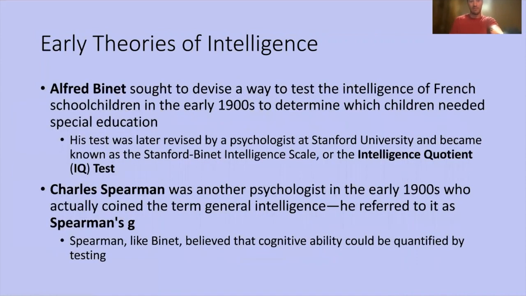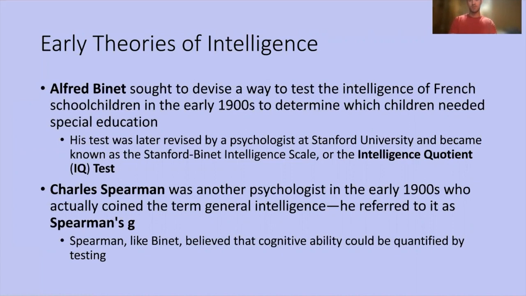So moving forward from that, Alfred Binet sought to devise a way to test the intelligence of French school children in the early 1900s to determine which children needed special education. Galton's motivations weren't the greatest, but it seemed like Alfred Binet's motivations were a little bit better. He was just trying to quantify intelligence to see how they could better help school children and decide which school children actually needed special education.